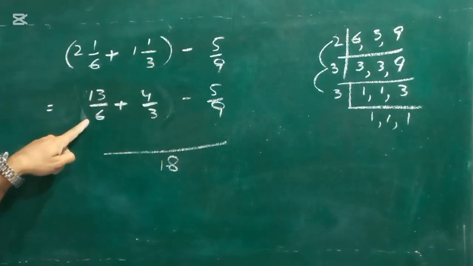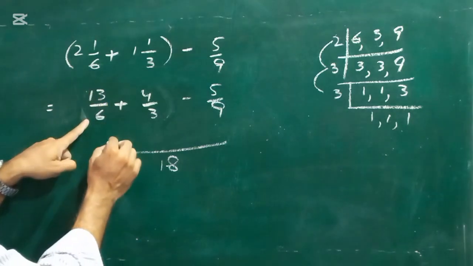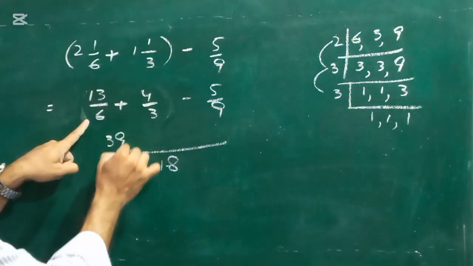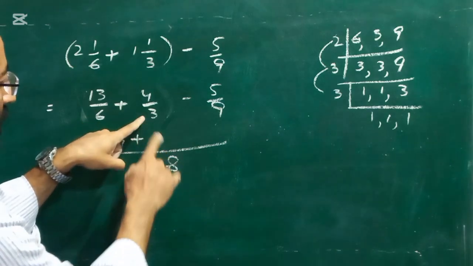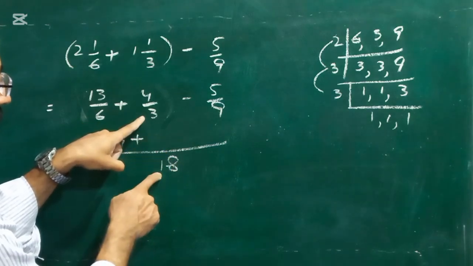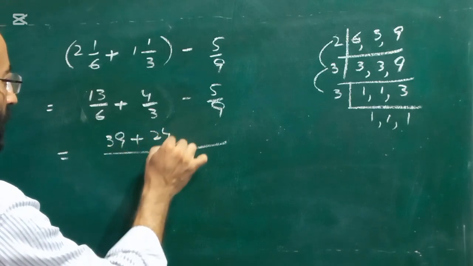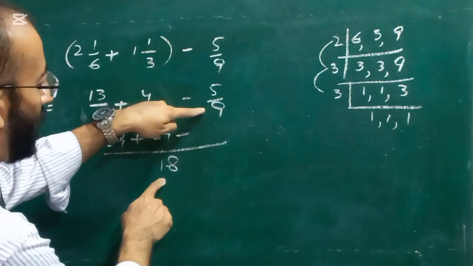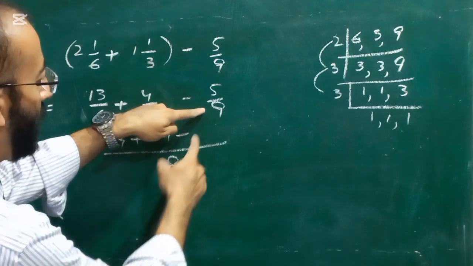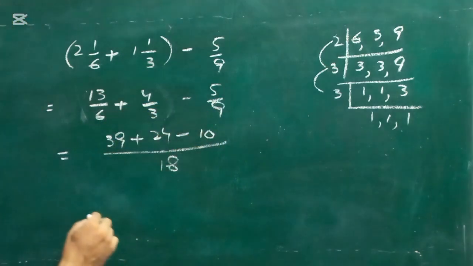Now read the table of this one up to this number. So 6 3's are 18 and 3 will be multiplied by this one. So 13 3's are 39. Plus sign will remain as it is. Read the table of this up to this. So 3 6's are 18 and 6 will be multiplied with this one. So 6 4's are 24. Minus sign will remain as it is. Now read the table of this up to this. So 9 2's are 18. 2 will be multiplied with this one. So 2 5's are 10.